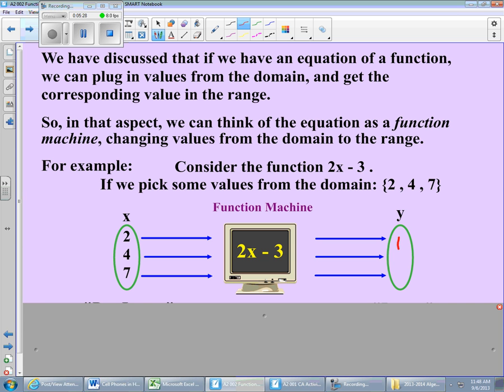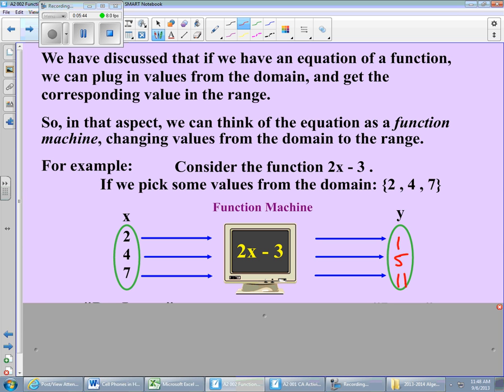Similarly, this can apply for all values. Our next value we're looking at is a 4. When a 4 goes into the function machine, 2 times 4 is 8. Take away 3, you end up with 5. Okay. 7 goes into the function machine. 2 times 7 is 14. Take away 3, you end up with 11.